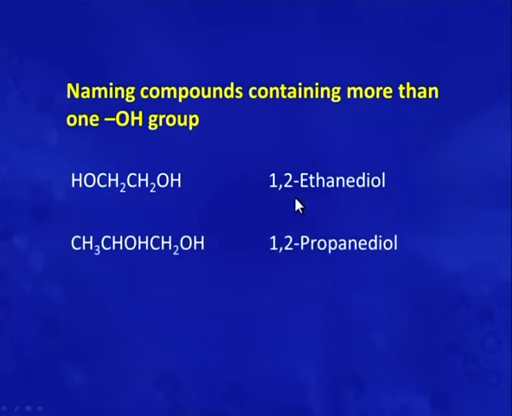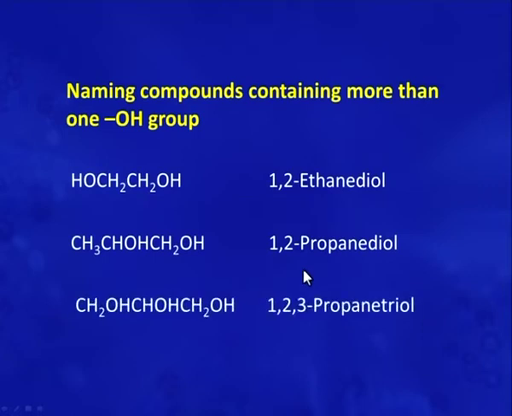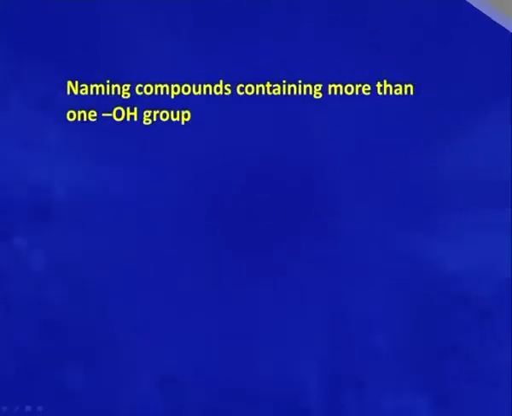Here in this molecule you can see that we have 3 carbon atoms, but position 1 and position 2 have the hydroxy group. That is why the name given is 1,2-propane diol. In the third example, all the 3 carbons have a hydroxy substitution. That is why the name given is 1,2,3-propane triol. Here we have some more examples.